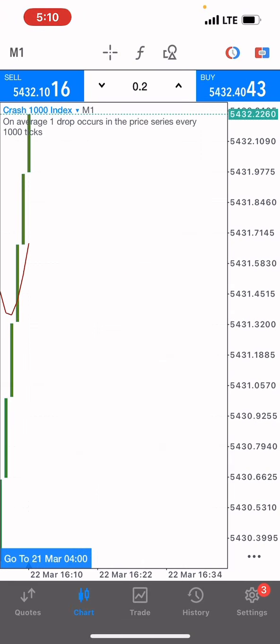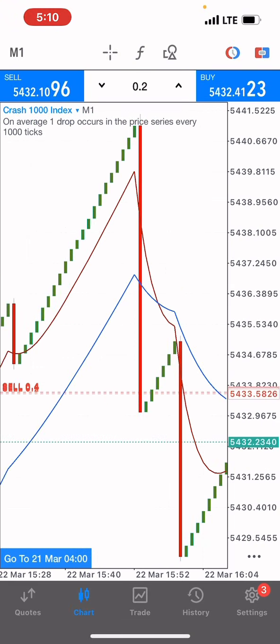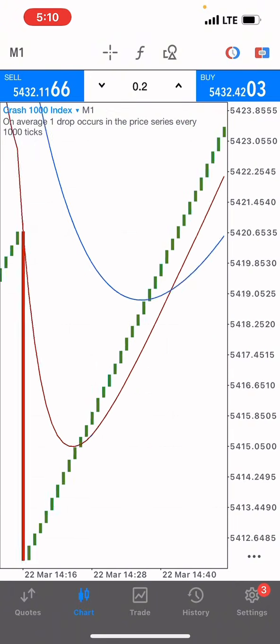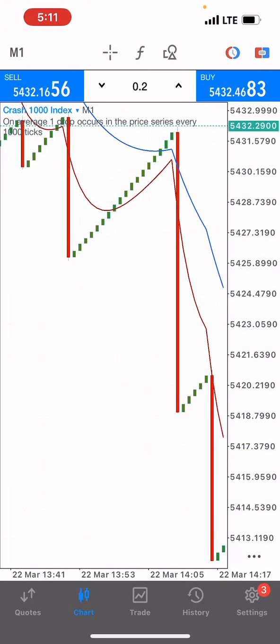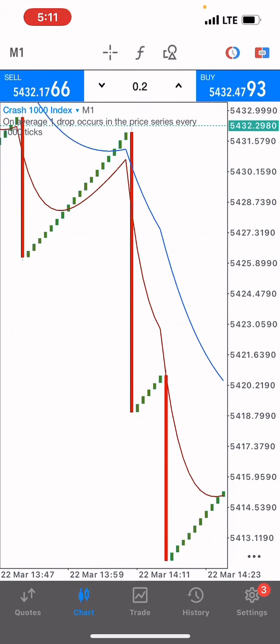Now we have what we are looking for. We now go to the 1 minute time frame. What are we looking for in the 1 minute time frame? We want to see that price spikes into the moving average and then goes back up into the moving average to retest it, and that will be an opportunity to sell.